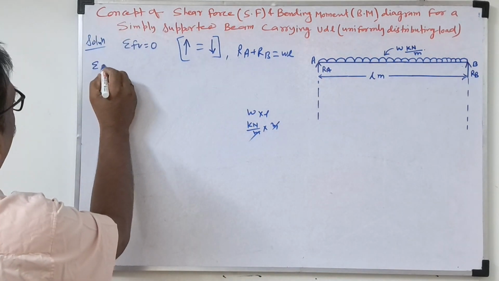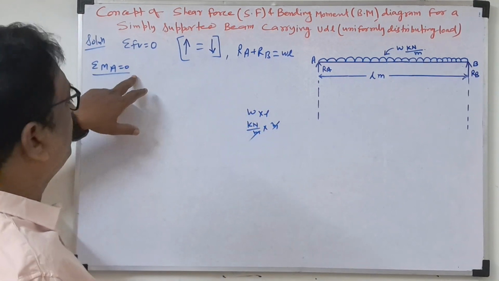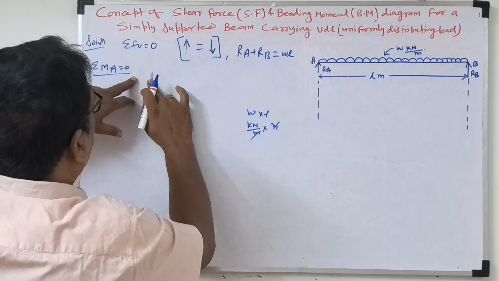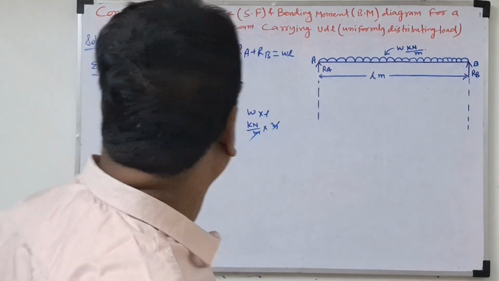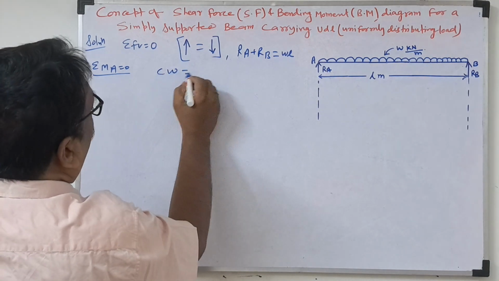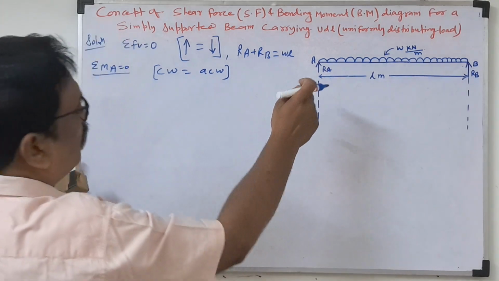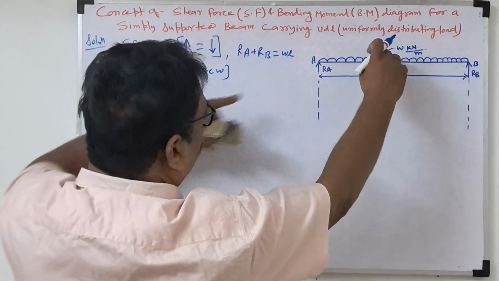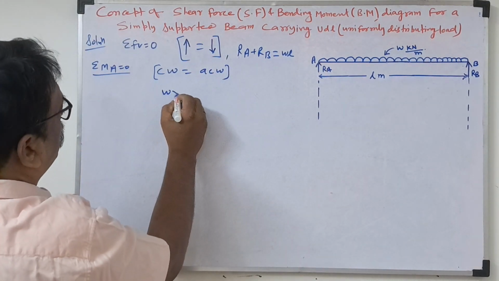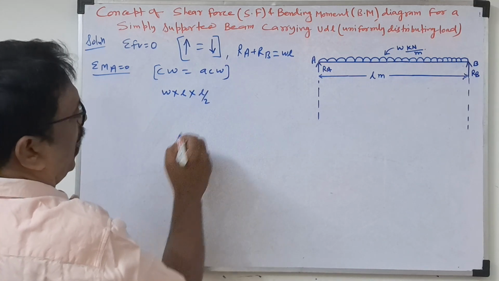Now see, take moment about A equal to 0. You can take B also, nothing wrong. We take clockwise moment equal to anti-clockwise moment: total clockwise is equal to total anti-clockwise. This is the concept. Point A is fixed. Due to the UDL the beam will rotate clockwise. So the moment will be W into L into L by 2, the half distance.